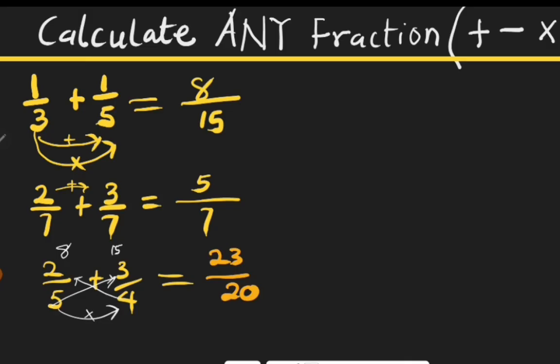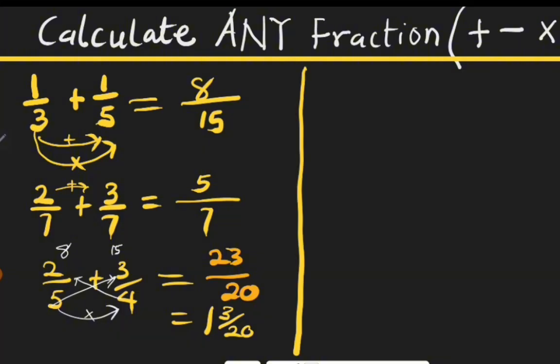Now we have this. This is an improper fraction. An improper fraction is a fraction where the numerator is bigger than the denominator. And when we have an improper fraction, we have to reduce it to its lowest term by changing it to a mixed number. So we ask ourselves the question, how many lots of 20 do we have in 23? And this will give us 1 lot of 20, left with 3 all over 20.